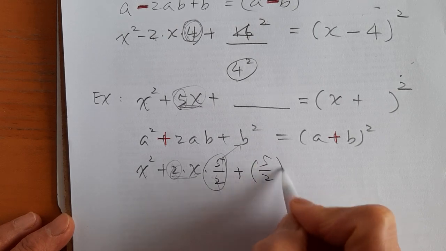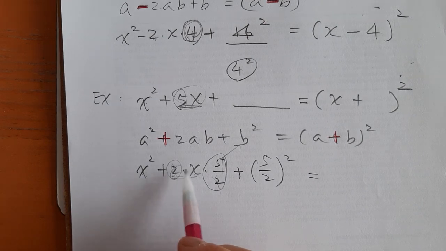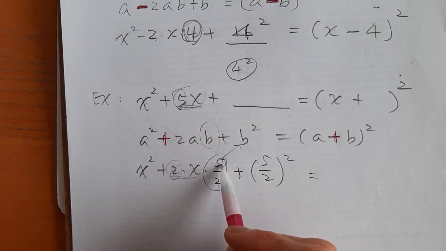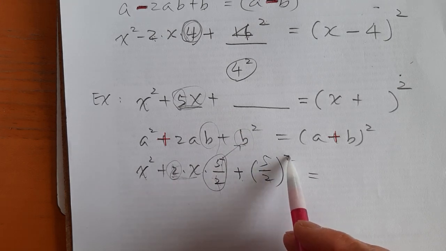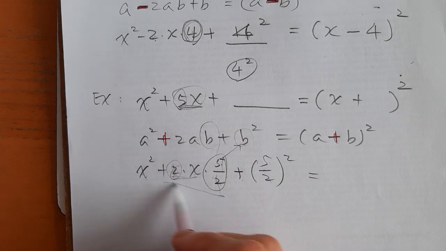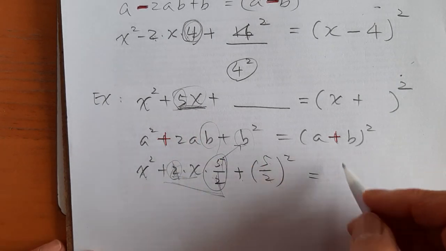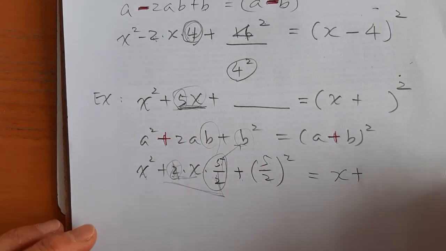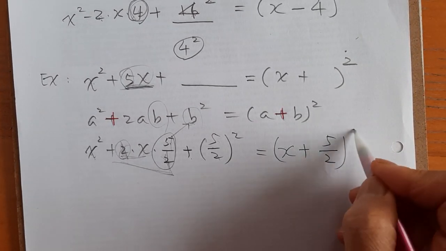5 over 2 squared. So a is x, plus 2 times a is x, times b is 5 over 2, plus b is 5 over 2 squared. You can try this time together: 2 cancels, it is the same as 5x. Then plus a is x, plus b is 5 over 2, 5 over 2 quantity squared.